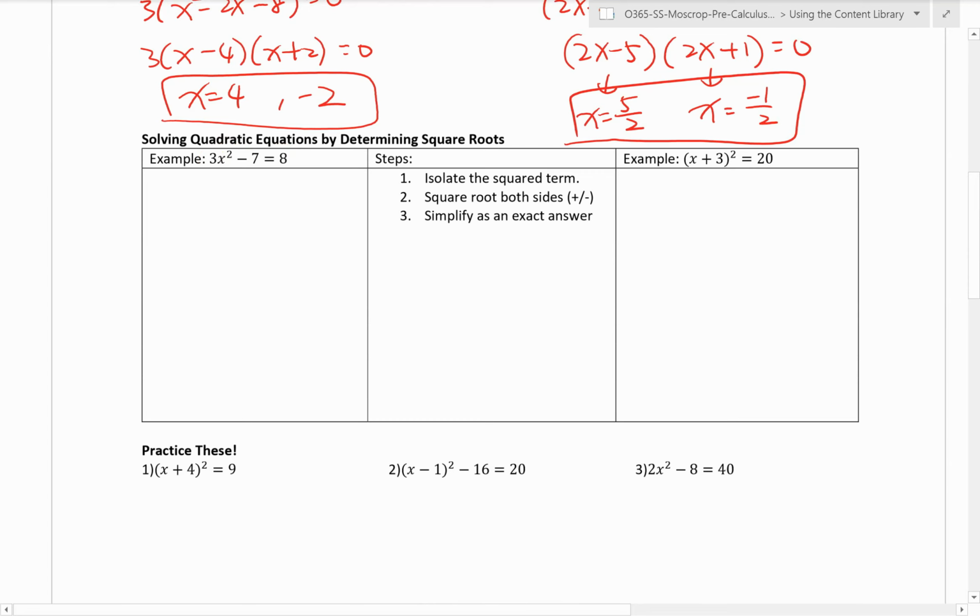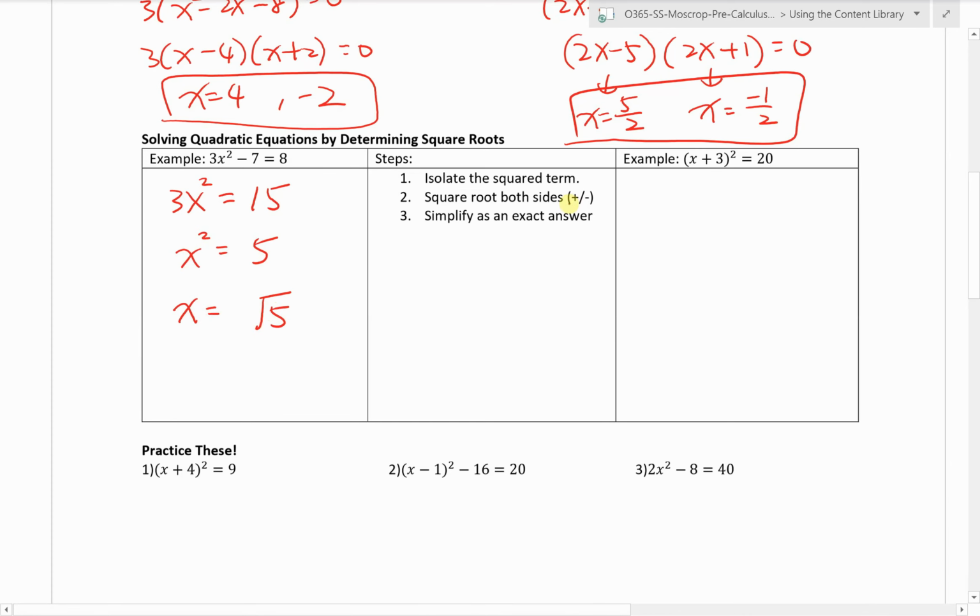Because if we have this, we can follow steps. First step, it says isolate the square term. In this case, we can move the 7 to the right, so plus 7 on both sides, and you get 15. And then we continue to isolate the square term. We can divide both sides by 3. So 15 divided by 3 is 5. And now we can square root both sides. So when we square root this, we should get root 5.